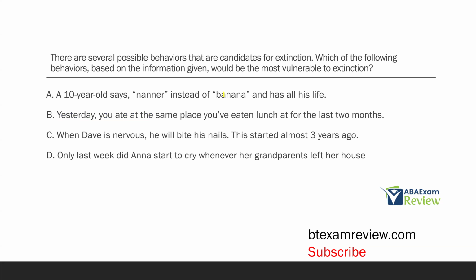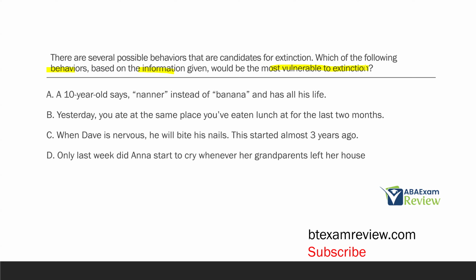There are several possible behaviors that are candidates for extinction. Which of the following behaviors, based on the information given, would be the most vulnerable to extinction? Let's think about this question. And what do we mean by vulnerable to extinction? Well, when we put a behavior on extinction, we're withholding reinforcement that was previously given.